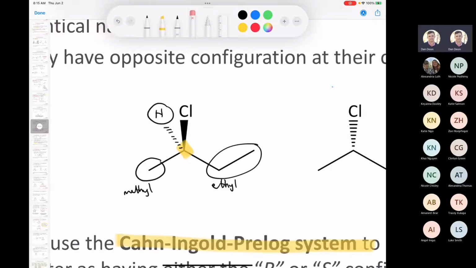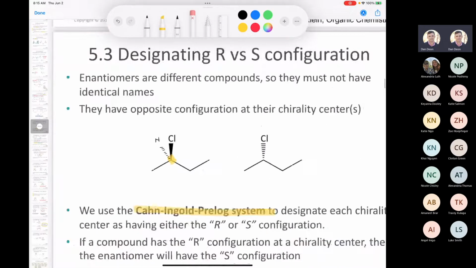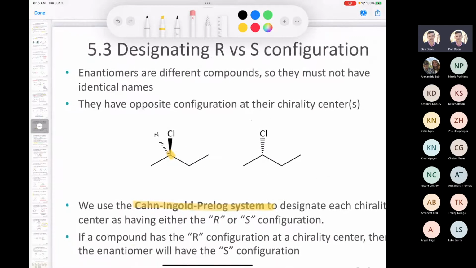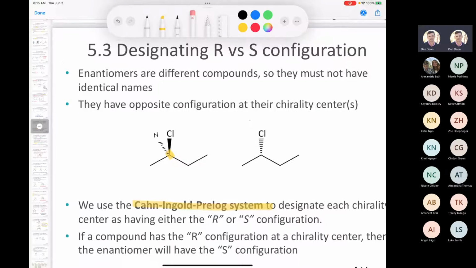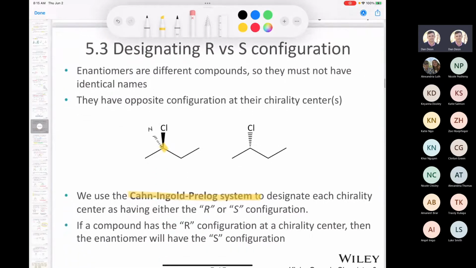Now, one more thing I want to mention before we get into designating this stereocenter as R or S is that if you want to draw the enantiomer of a compound, remember that an enantiomer is a non-superimposable mirror image, much like the 2 human hands that we went over last class. If you want to draw the enantiomer of this compound, there's a couple of ways you could do it. You could try to draw the mirror image like this, and we could say, okay, these 2 compounds are mirror images of each other, thus they are enantiomers, and there's nothing wrong with that.